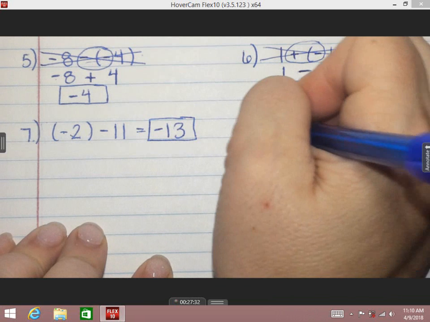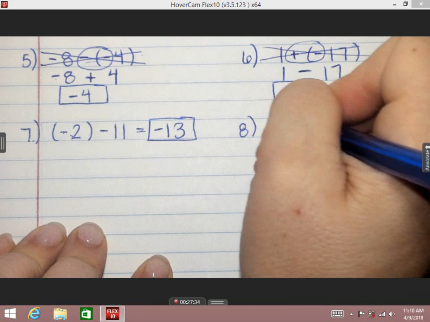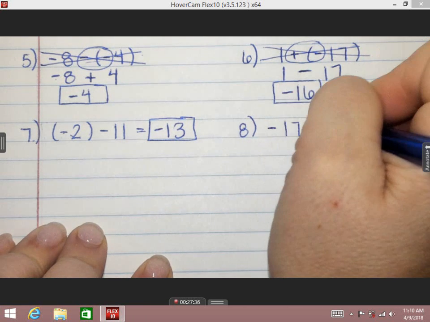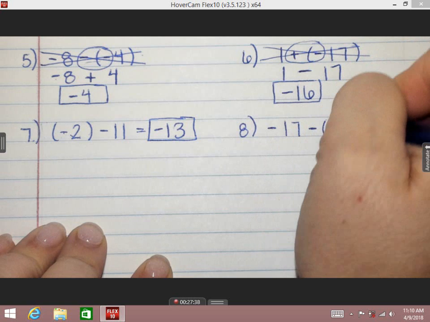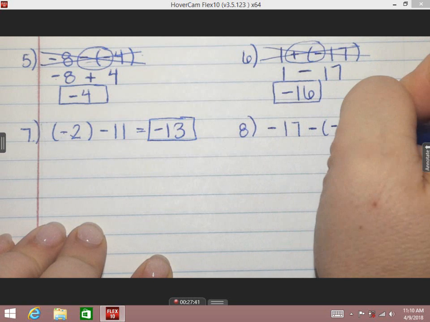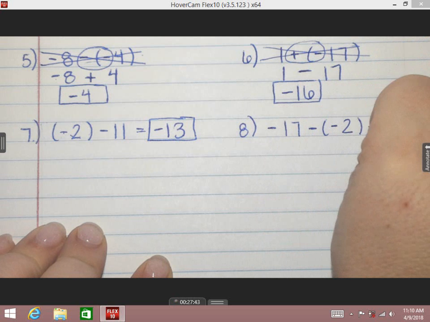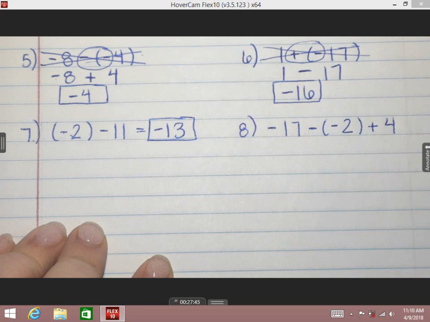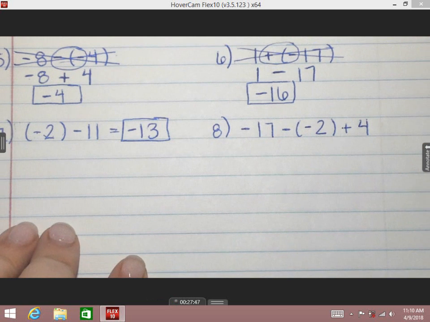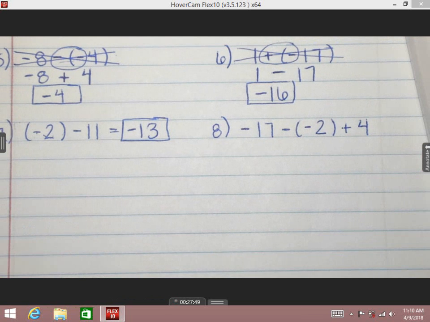All right, number 8. Number 8, we're going to do negative 17 minus negative 2 plus 4. This is confusing me already. Okay, well, don't let it confuse you. Just write the problem down. We're going to do this one together, and then I'll give you another one. I have a feeling the next sheet may be harder.